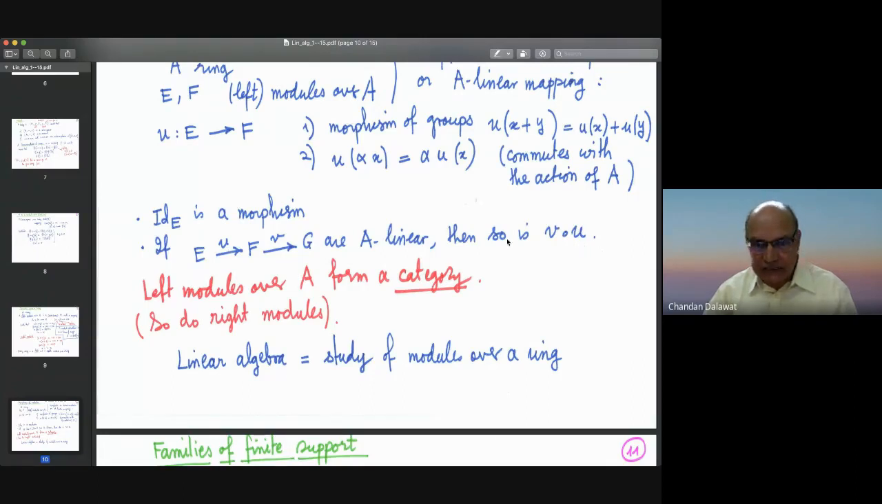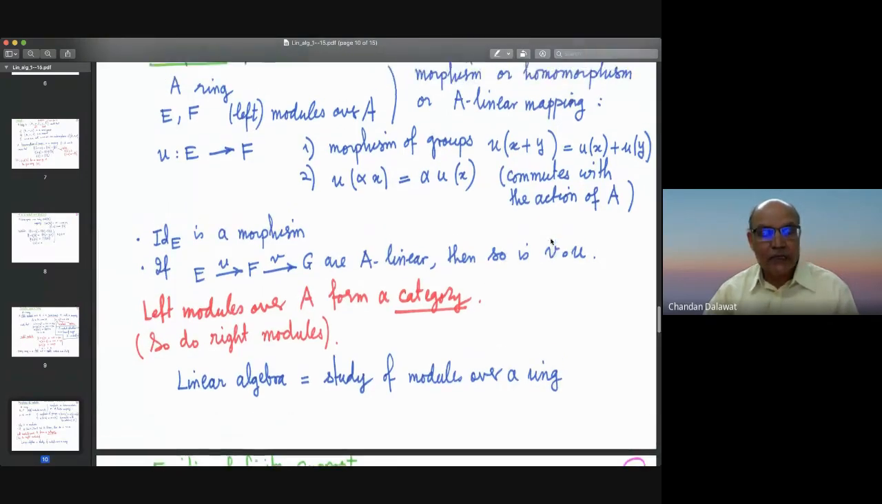Okay, so that's also very easy to check. These are all very little things. If you already know this word category, and I used it on the first or second slide, in this sense these modules over a given ring form a category. Because in a category you have objects and morphisms between objects. Here the objects are the A modules, and the morphisms between these objects are simply A-linear mappings.